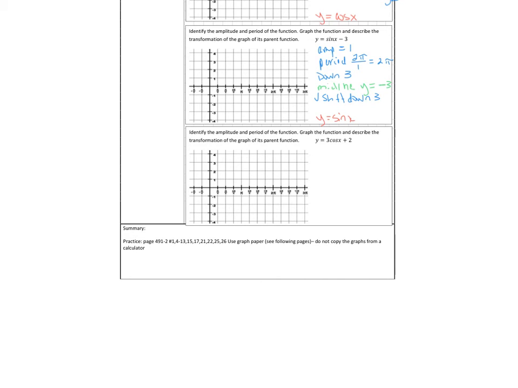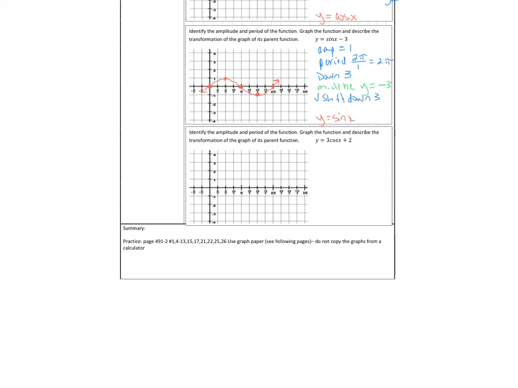So I'm going to graph my parent first, and that's using that table again. So my 5 key points is 0, 0, and then sine goes up to 1 at pi over 2, back to 0 at pi, down to -1 at 3 pi over 2, and then ends my cycle at 2 pi. So that's the parent. And yes, you should graph that. You're learning how to graph these things, so yes, you should be doing that.